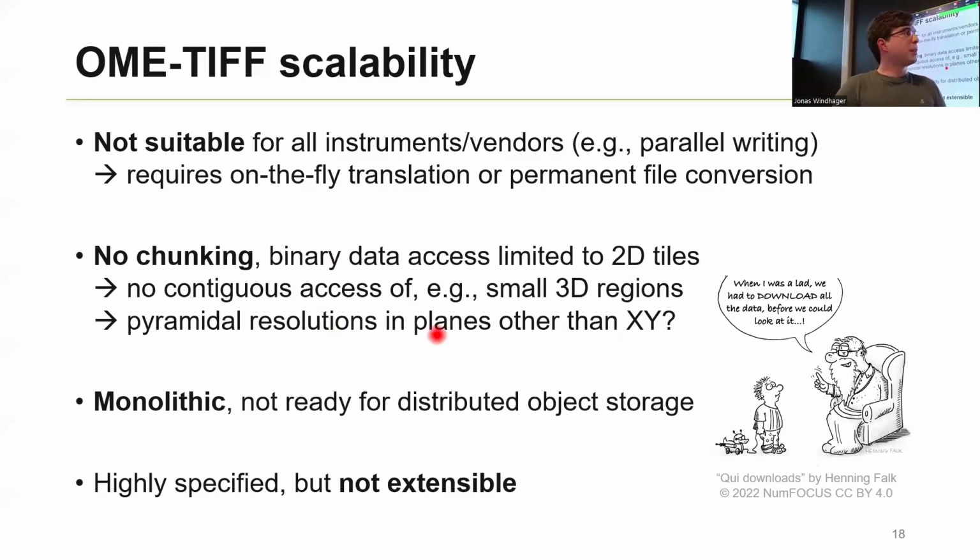And what this also means is you can only have these image pyramids for different resolutions in 2D planes. So you can only have different resolutions for the individual 2D planes, but for example, not along the XZ dimension, things like that.